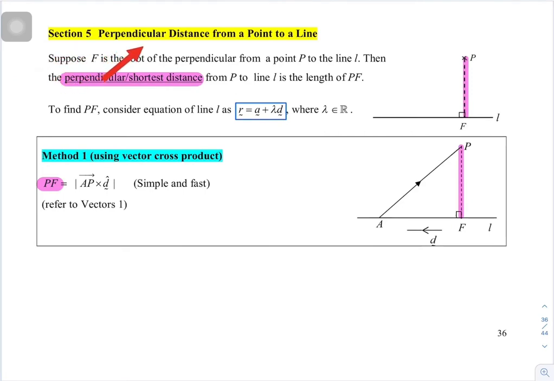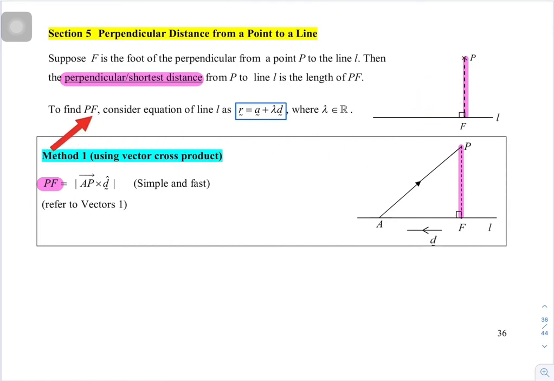Now in section 5 we are going to look at how to find the perpendicular distance from a point to a line. Now suppose F is the foot of the perpendicular from a point P to the line L. So on this diagram the point P is not on L. If we were to drop a perpendicular, F is the foot of the perpendicular, and the line segment PF is as shown.